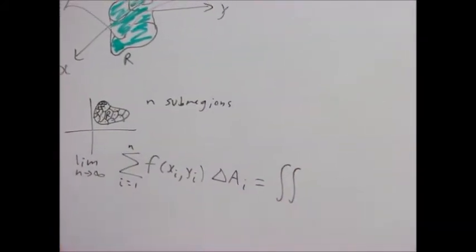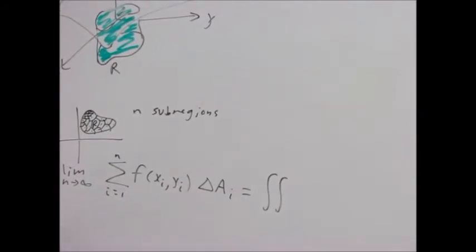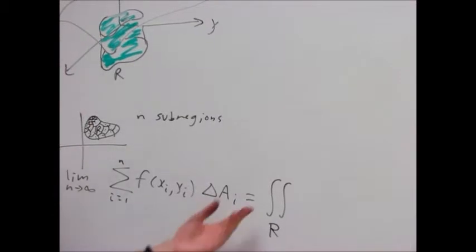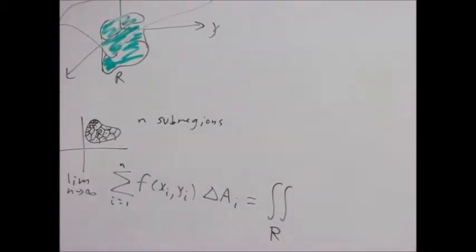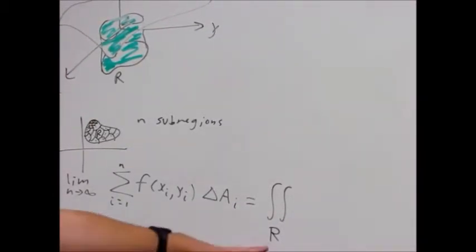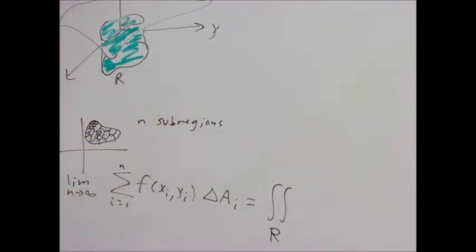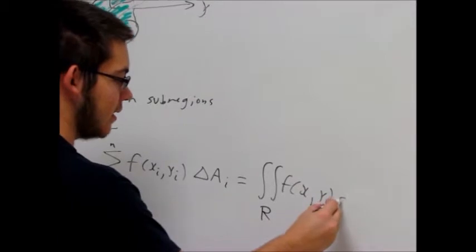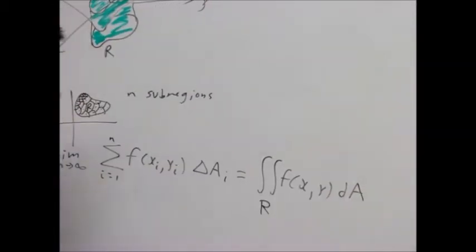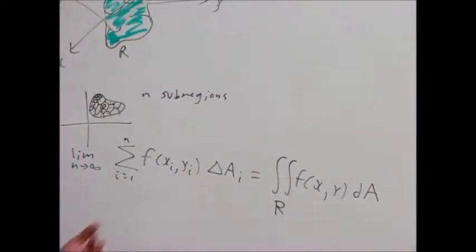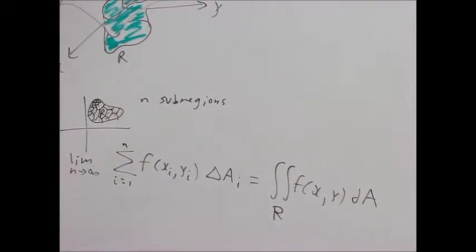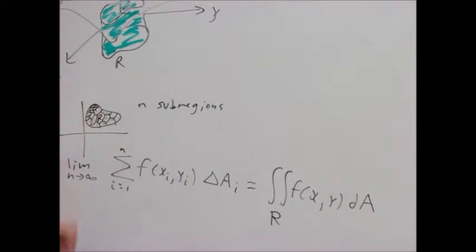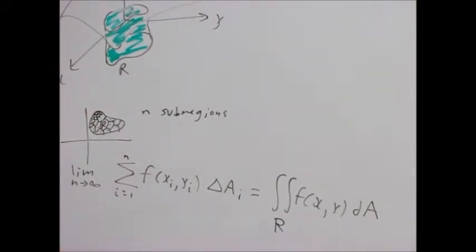We have two integral signs to show that it's a double integral. Technically, you don't need two integral signs, but it makes it much more clear. So you're integrating over the region R of f of x, comma y, dA. So delta A becomes a dA, representing, intuitively, an infinitely small piece of the area.